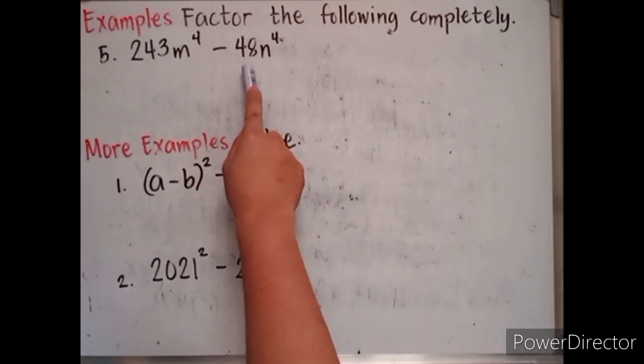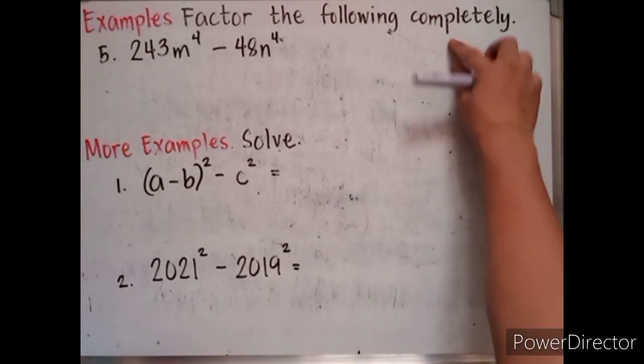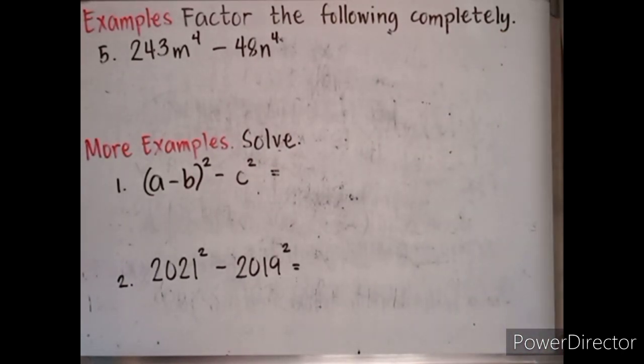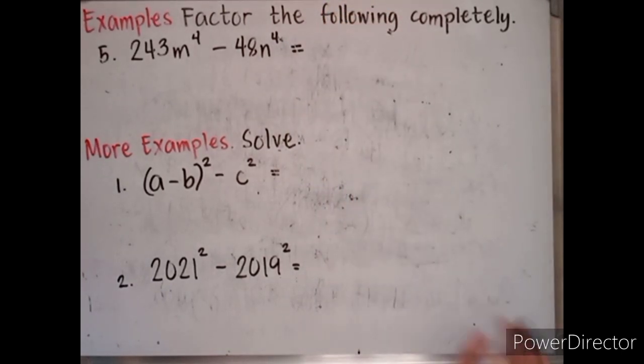48 is also divisible by 3. 4 plus 8 is 12, which is divisible by 3. So, 48 is divisible by 3. So, that's the divisibility rule for 3. The sum of the digits must be divisible by 3. Okay, so, both of them are divisible by 3. So, divide muna natin sila by 3.